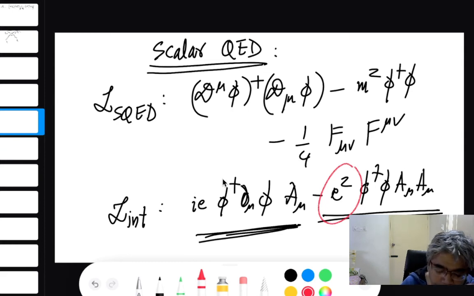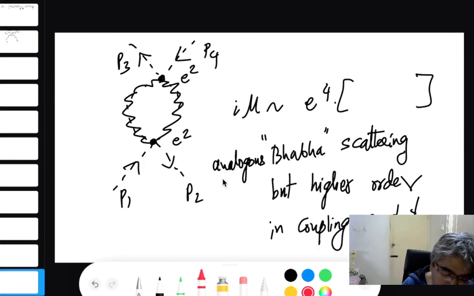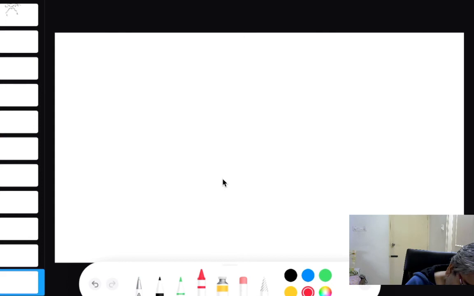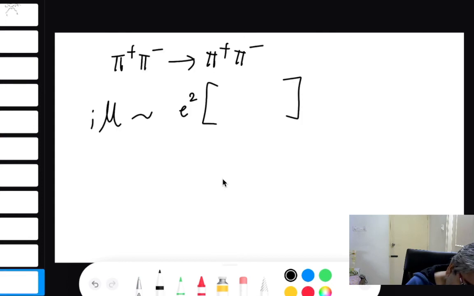Bhabha scattering has two contributions. What I mean is pi plus pi minus going to pi plus pi minus. If you write the amplitudes, there will be a term which is proportional to e squared, and then there's a term which is proportional to e to the power 4.